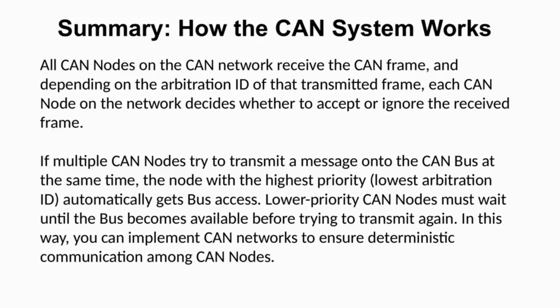All CAN nodes on the CAN network receive the CAN frame, and depending on the arbitration ID of that transmitted frame, each CAN node on the network decides whether to accept or ignore the received frame. If multiple CAN nodes try to transmit a message onto the CAN bus at the same time, the node with the highest priority, lowest arbitration ID, automatically gets bus access. Lower priority CAN nodes must wait until the bus becomes available before trying to transmit again. In this way, you can implement CAN networks to ensure deterministic communication among CAN nodes.